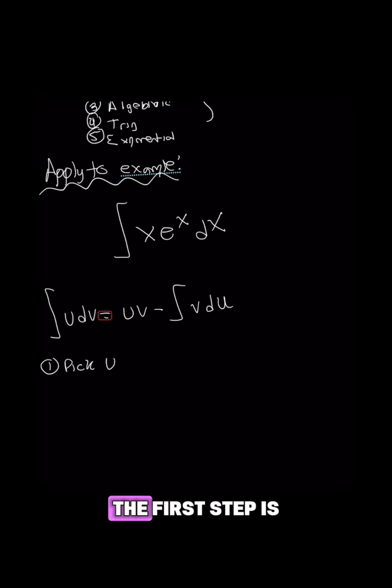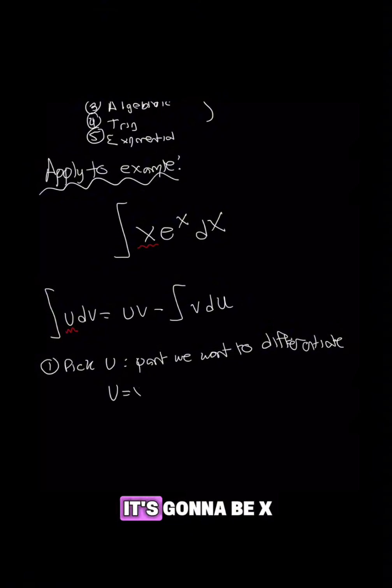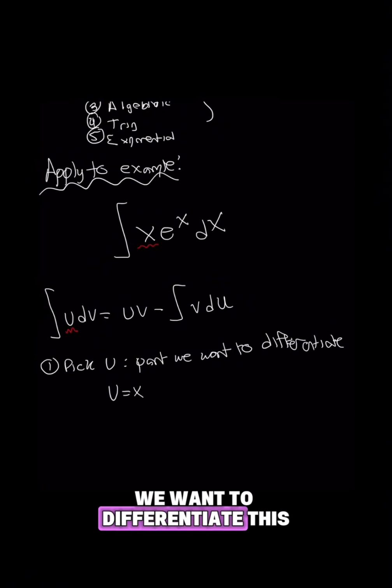If we apply this to our example, this is our example here, and this is our integration by parts equation. The first step is to pick u, which is the part we want to differentiate. Look at our integral here. It's going to be x, because this is the part that's causing us problems when we're taking the integral. We want to differentiate this.